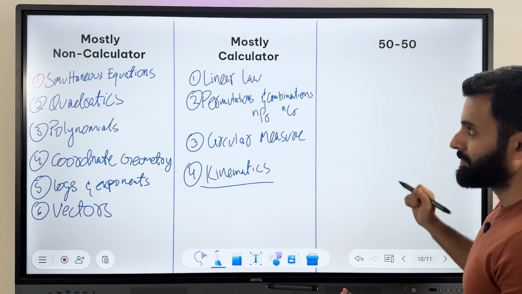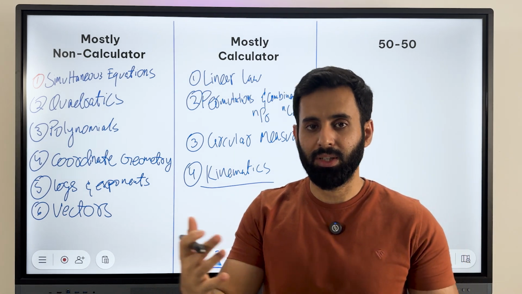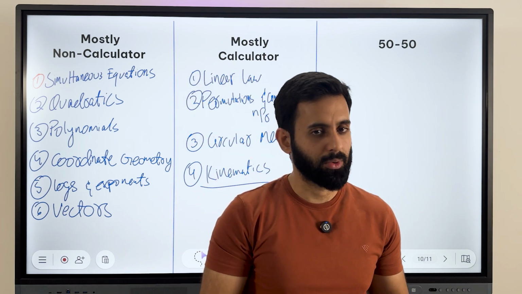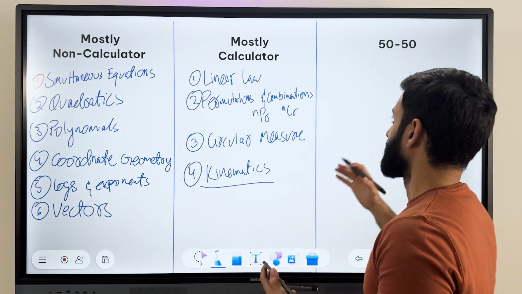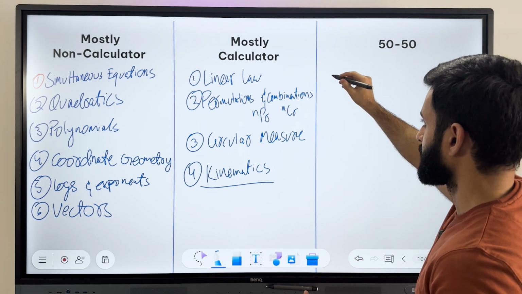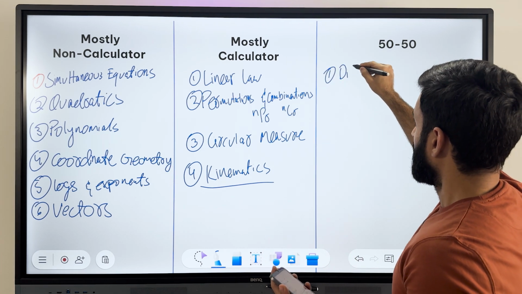Now we're going to talk about 50-50. So 50-50 basically means that in some concepts you need a calculator, in some concepts you don't. Okay, so I really couldn't categorize these topics or put them into one category. So that's why I have a third category for these topics. And number 1 is differentiation.